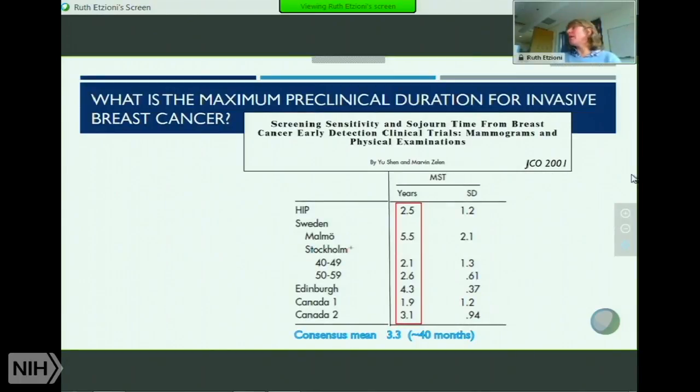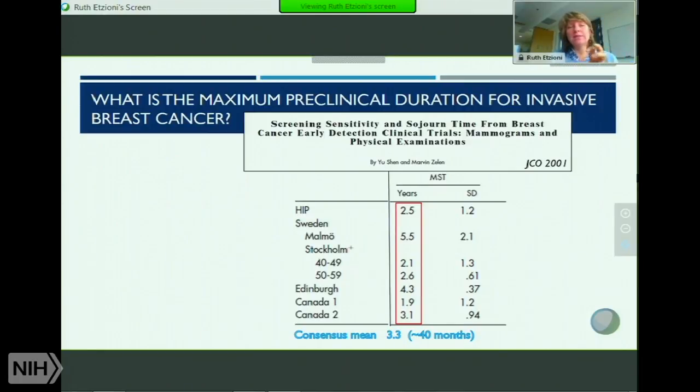Now, I've been talking a lot about how we have to wait long enough until the maximum preclinical duration. But what is the maximum preclinical duration for any cancer that might be detected by screening? In the case of breast cancer, this question actually has not been addressed, but there are several studies of the mean preclinical duration. And here's a study that looked across the screening trials and inferred the distribution of the preclinical duration with a consensus mean of about 40 months.